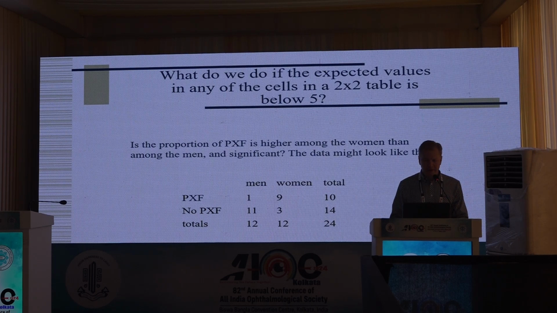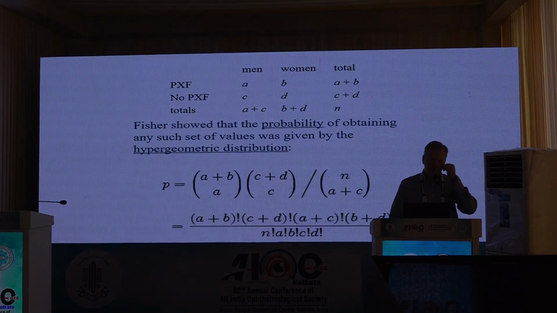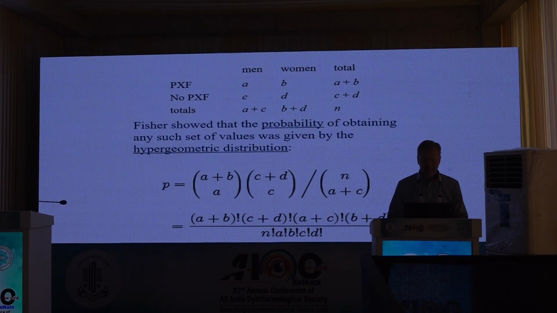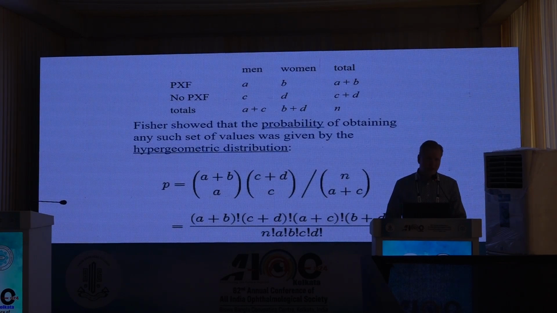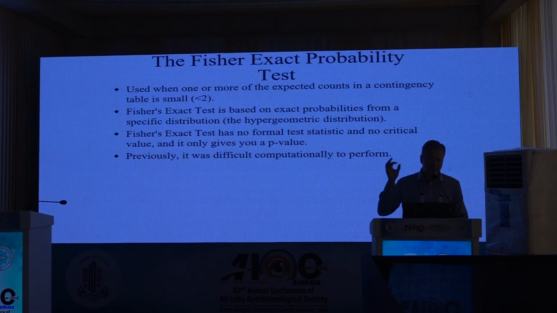So here's an example of a categorical outcome of interest. Do they have pseudoexfoliation or not? We have men or women. And you can see here we have 2 cells where the sample size is below 5. What Fisher showed is that the probability of attaining any of these values was given by this equation, and I'm not going to go through that. Basically what he showed is that your p-values will be off if you use a chi-square with such a small sample size. You really need to use the Fisher's exact test. And so when any of these cells are less than 5, you should use a Fisher's exact test.